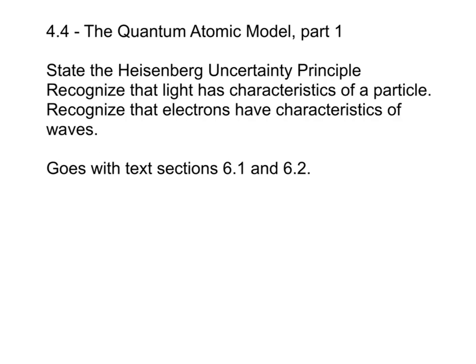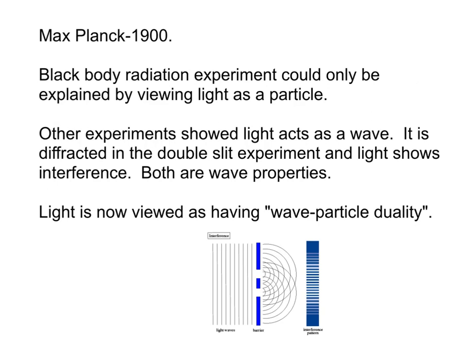So have fun. Max Planck in the 1900s was an important scientist who was doing some experiments. The first one was the black body radiation experiment, and he could only explain it if he viewed light as a particle. In doing so, he put up the first experiment for quantum physics, actually, in which they went from one level of thinking to the next. So now he makes us think that light would be a particle.